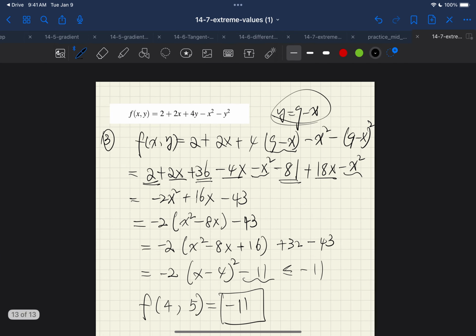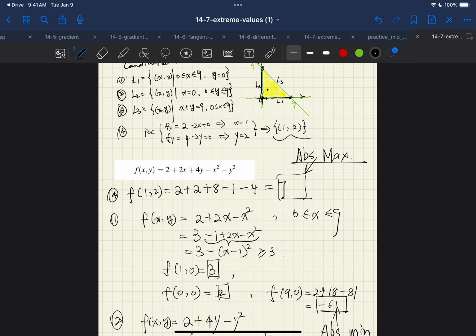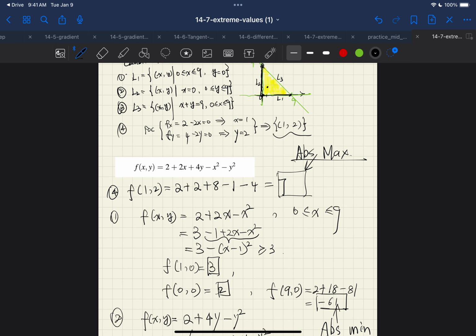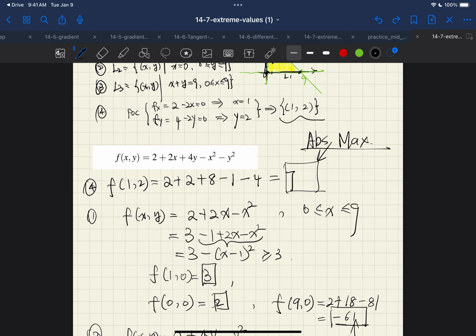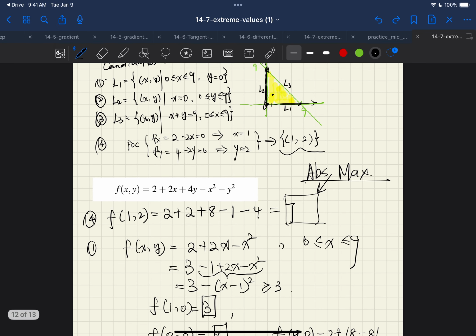All right, this is a little bit complicated problem because we have to take care of those boundaries, which is not very convenient. But the calculation itself is not hard. It's lengthy but not hard. All right, we're going to stop here.